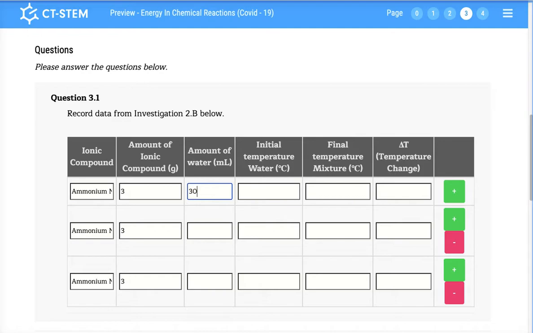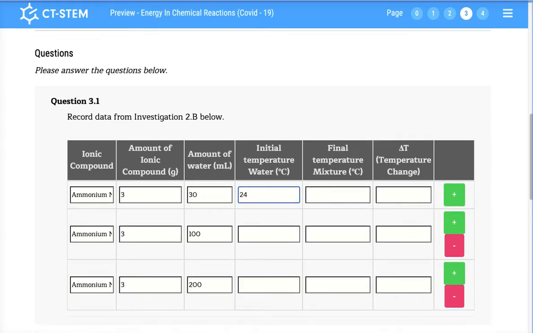So my first one was 30, and then I want to choose other values that are throughout the entire range that's available to us, which is from 20 to 200. So my next one's going to be 100 and then 200. Okay, so these are the second and third trials. I'm still on my first trial, where my initial temperature was 24 degrees Celsius.